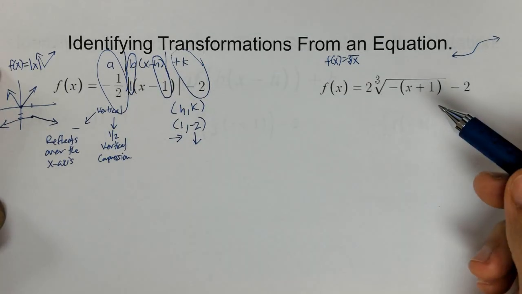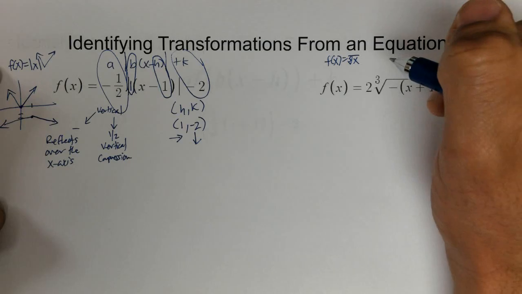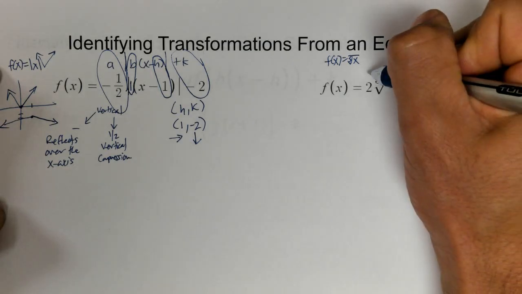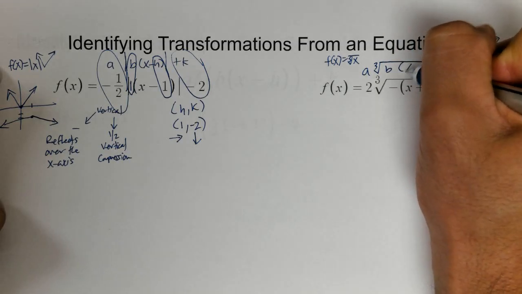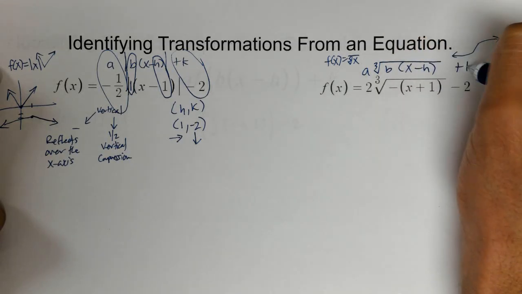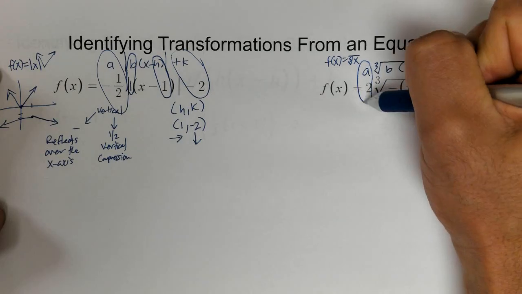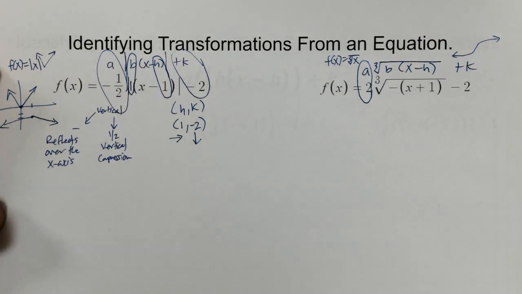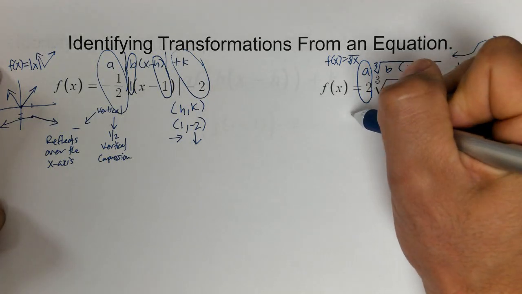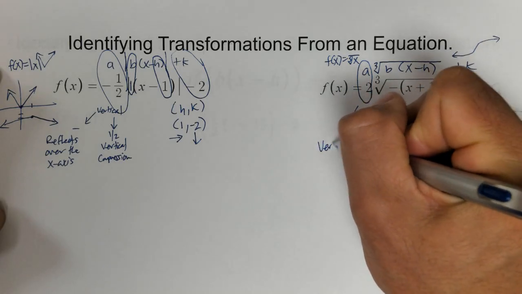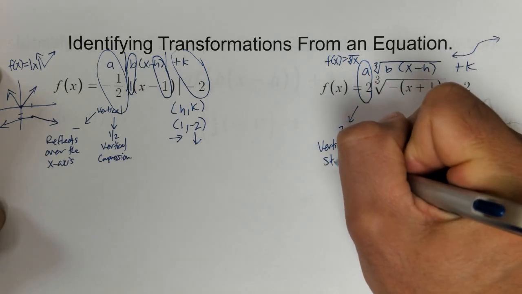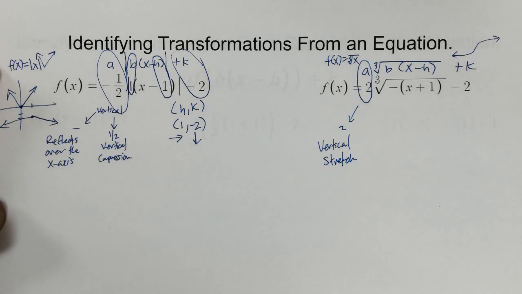All right, let's take a look at the cubic function. Identify the original variables. This is A cube root B X minus H plus K. What does this 2 do to the function vertically? It's positive, so it's not flipping over anything. But this 2 is a vertical stretch, because it's bigger than 1.